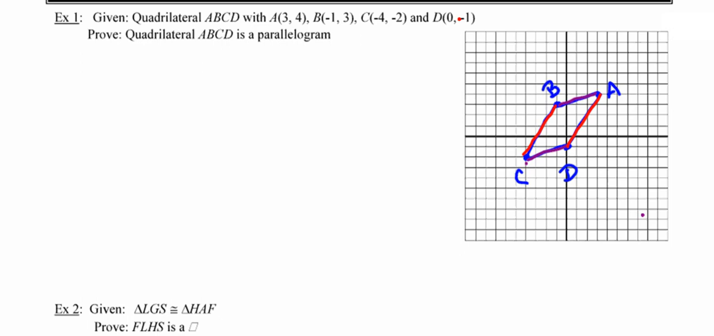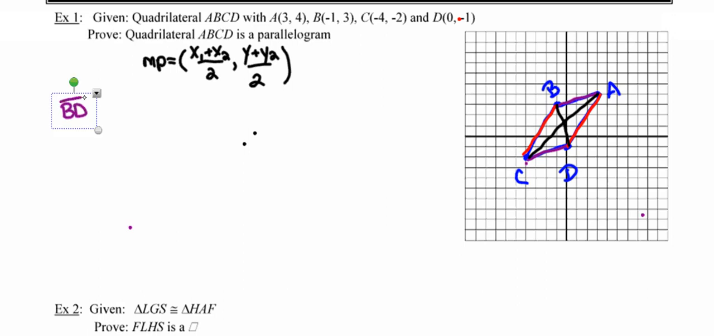But the method that I'm going to go with is to show that the diagonals bisect each other. And the way that I'm going to show that they bisect each other is by showing that they have the same midpoint. So I'm going to do a little bit of midpoint formula with this particular example. So midpoint, remember, is the average of the x values, or the sum of the x's divided by 2, and then the average of the y values, or the sum of the y's divided by 2. And I want to find the midpoint of each diagonal. So I want to find the midpoint of diagonal BD first of all.